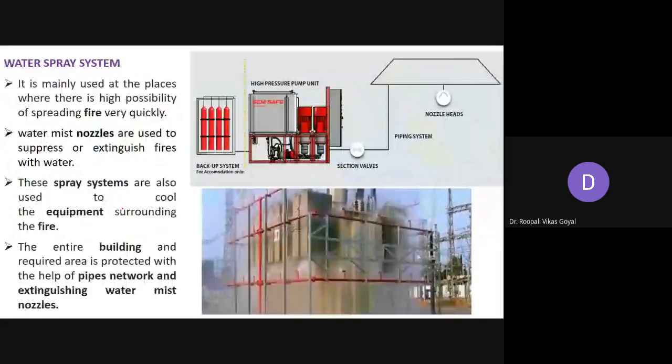So हमने sprinkler system का similar kind of thing, but here this nozzle arrangement, water mist nozzle होते हैं, that is somewhat different. Okay, so it is mainly used at the places where there is a high possibility of spreading fire very quickly. जल्दी जल्दी जहाँ पे अगर फायर लगता है, so यहाँ पे water mist nozzles are used. So here piping arrangement is to be done, and similarly in this spray system they are used to cool the equipment surrounding your fire also.